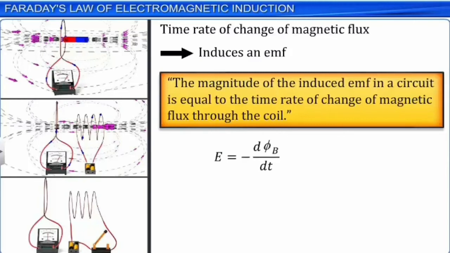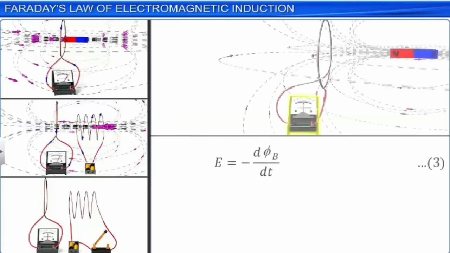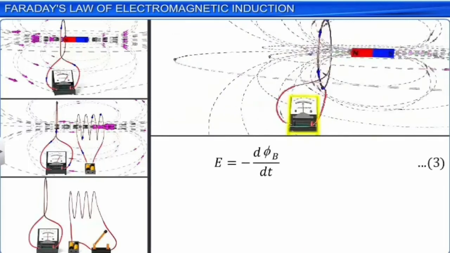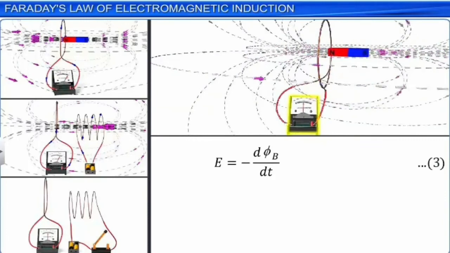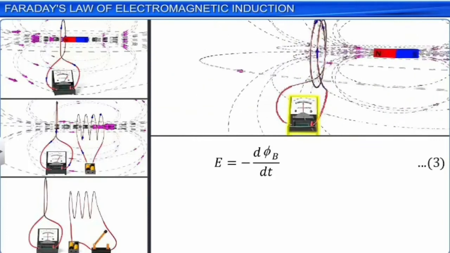Mathematically, the law can be stated as induced EMF E is equal to minus d by dt of phi b. Here E represents induced EMF and phi b represents the magnetic flux. The letter epsilon also can be used to represent induced EMF. Here the negative sign stands for the direction of induced EMF and hence the direction of current, which we will be discussing in detail with Lenz's law in the next session.